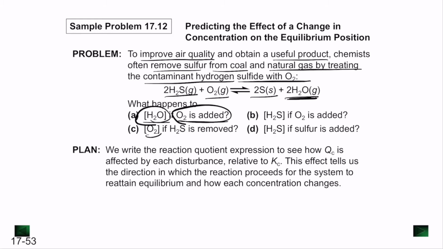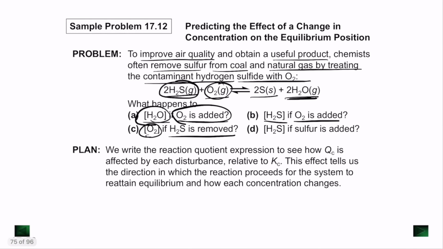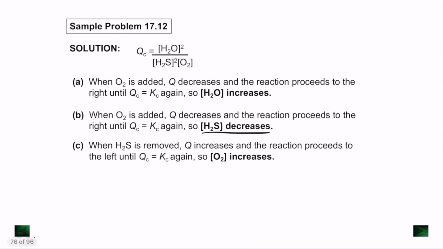Now what happens to H2S if O2 is added? When you increase the oxygen, the reaction moves to the right, which means that H2S will undergo a decrease. Next, when you remove H2S, so H2S is the reactant, what happens to the oxygen right there? Oxygen tries to increase to adjust to the reaction right here. So Q increases, therefore the reaction proceeds to the left, until Qc becomes equal to Kc.